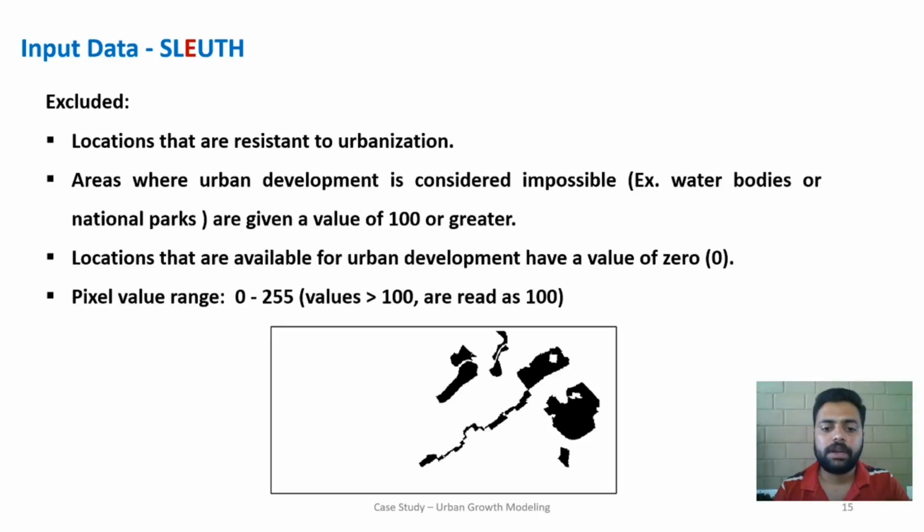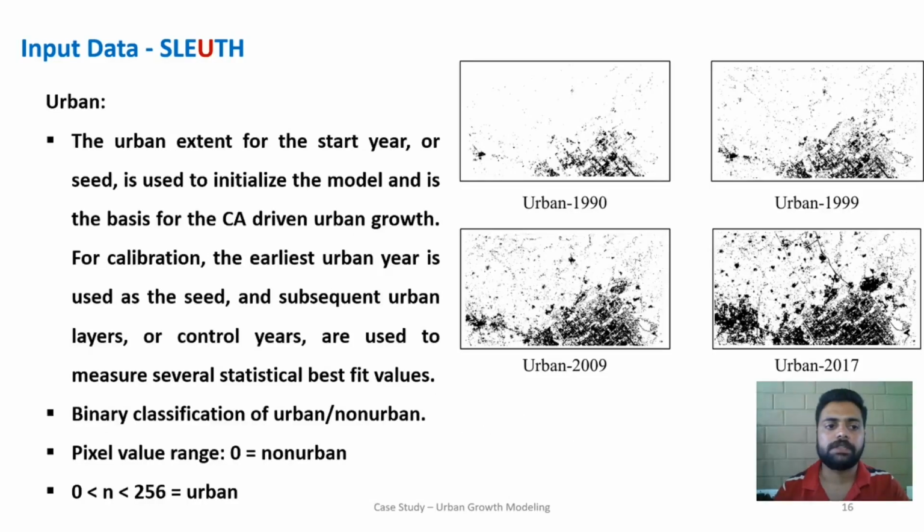Values greater than 100 can be read as 100 only. So basically this is a binary, that is 0 and 100. 0 means it is completely available for urbanization, and 255 means it is resistant to urbanization. Then the third one is the urban layer itself.